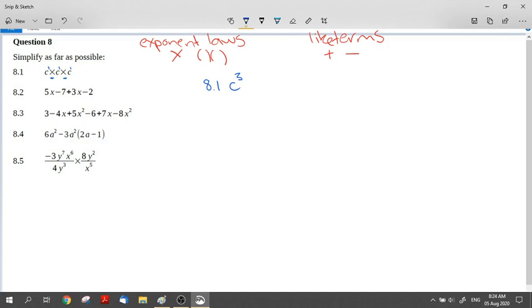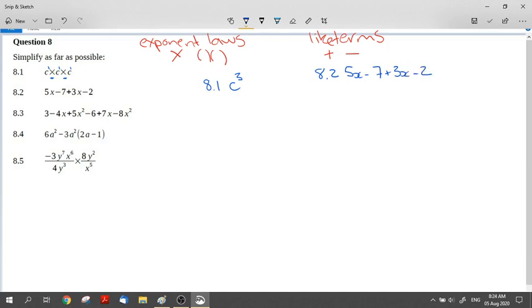Okay. Now, if we have a look at 8.2, do you see multiply in here? I do not see multiply in here. I see subtract, add, subtract. Okay. So if we see subtract, add, and subtract, we are doing like terms. So 5x minus 7 plus 3x minus 2.